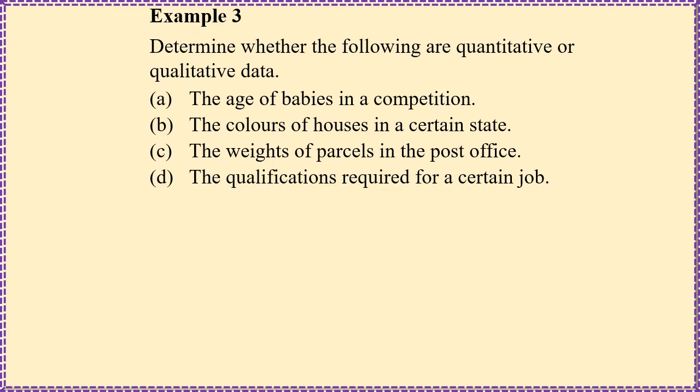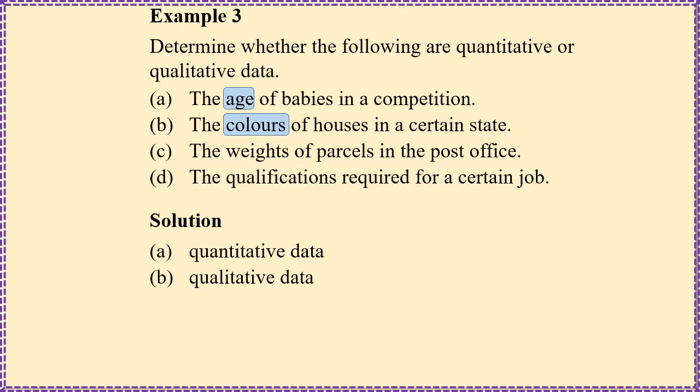Okay, so example 3. Determine whether the following are quantitative or qualitative data. The age of babies in a competition. Age we can count, we can measure. It can be 1 month, 2 months, 12 months, 6 months, 1 year. So it will be quantitative. And then the colors of houses in a certain state. We have brown, yellow, blue. We cannot count, it's not a measurement. So we define it as qualitative data.